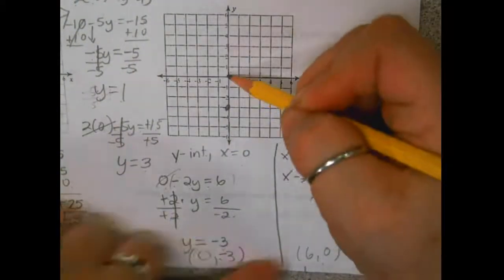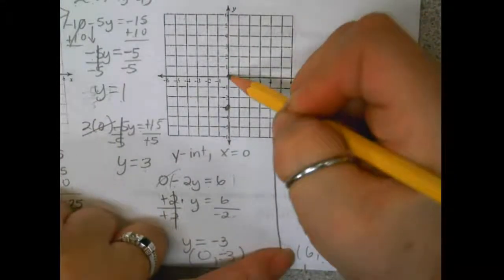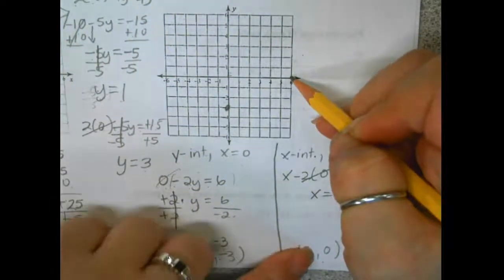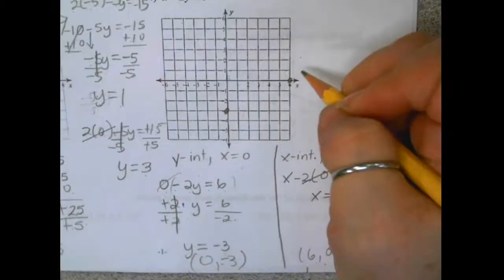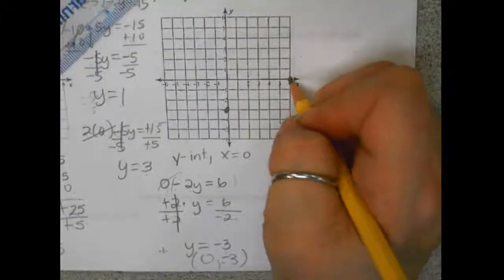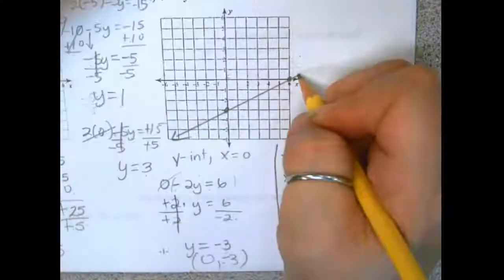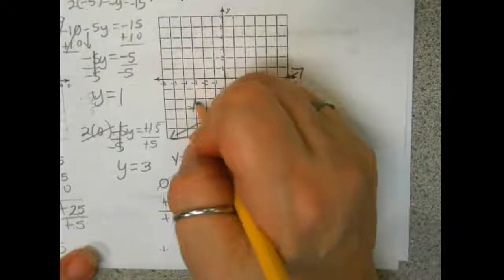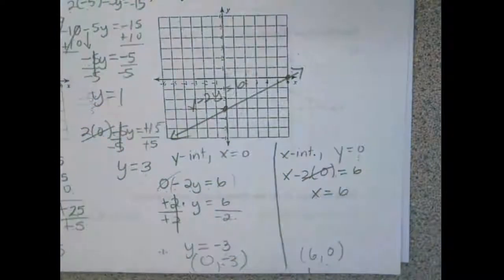Let's get the next one. Back to my point of origin. What is my value for x? So I'm going to go left or right? Right, 6. And my y value is now 0, right? So I don't move up or down. And I have 2 points that I can graph. Put my handy dandy straight edge up there. Graph my line from end to end. And then label it with x minus 2y is equal to 6.